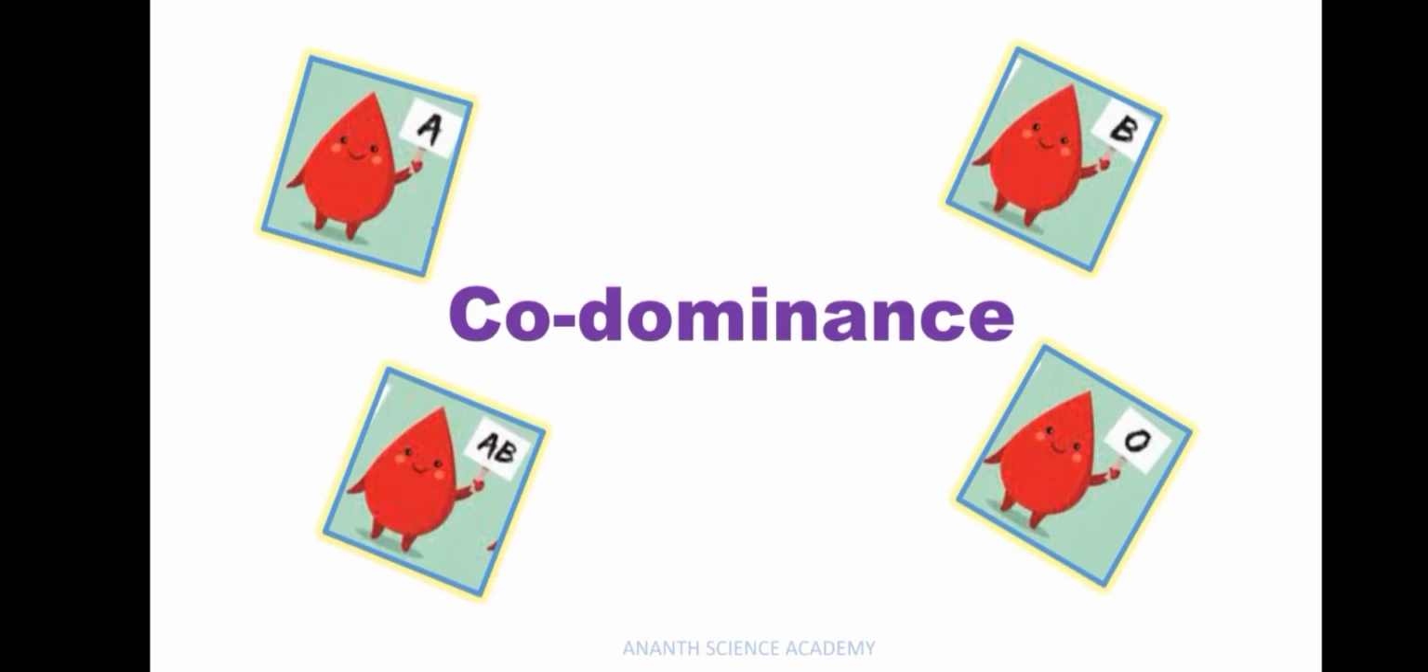Okay friends, I hope you have understood what is codominance and multiple allelism, and how multiple alleles govern a single character, and also an example for a single gene controlling more than one character.